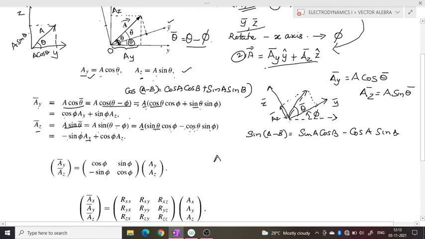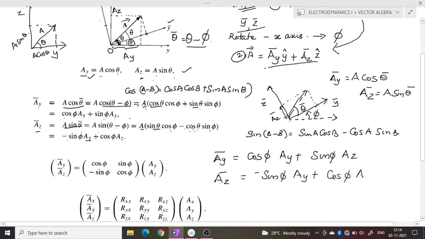What is Ay dash equal to? Cos phi Ay plus sin phi Az. These are the two components in the rotated coordinate system. And similarly Az dash is equal to, what is it? Minus sin phi Ay plus cos phi Az.